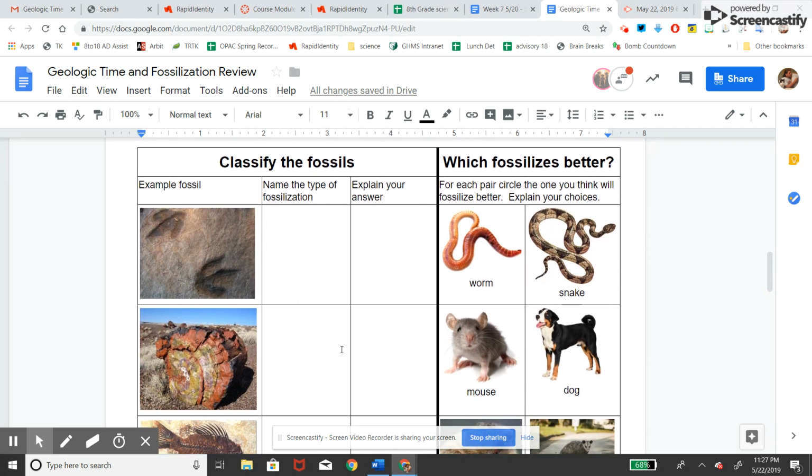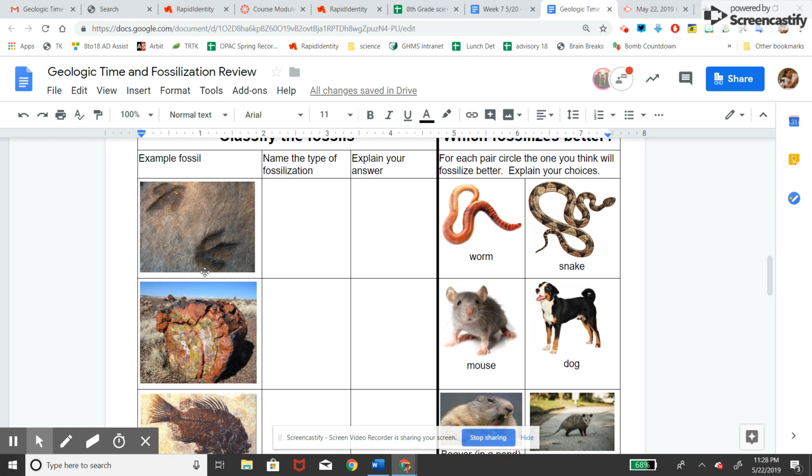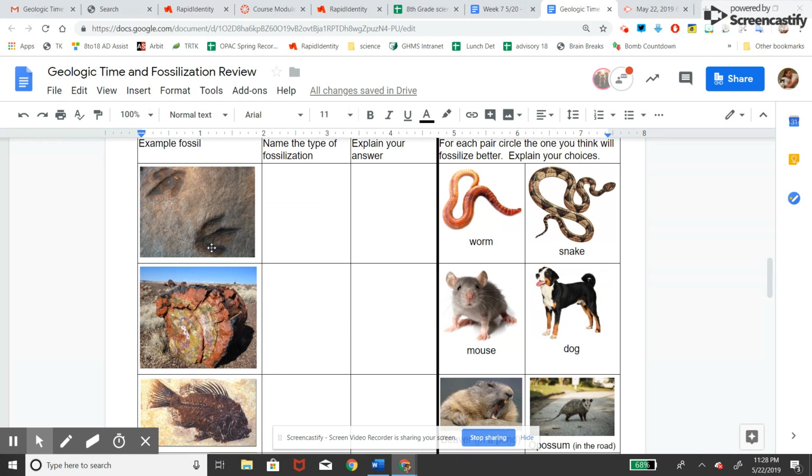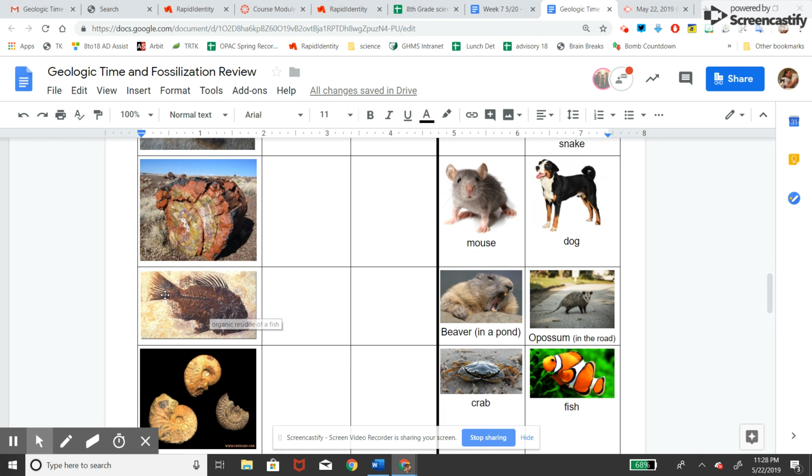Classify the fossils here. This looks like a footprint. A footprint is a trace fossil. Explain your answer: this is just a trace of the organism, nothing of the organism itself. This tree looks like it's been petrified. That means the parts of the tree have been, oh look, answer right there, beautiful, replaced by minerals, which makes it petrified. Okay, this black one says organic residue of a fish. This is carbonized. We know that because it's flat, not three-dimensional, not an imprint.